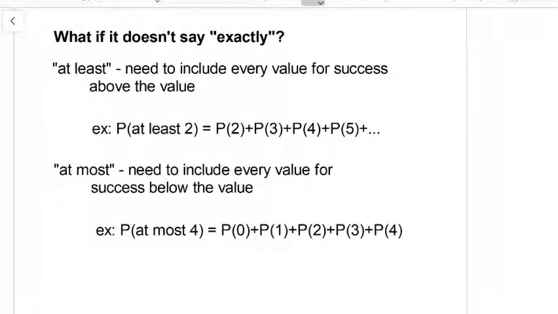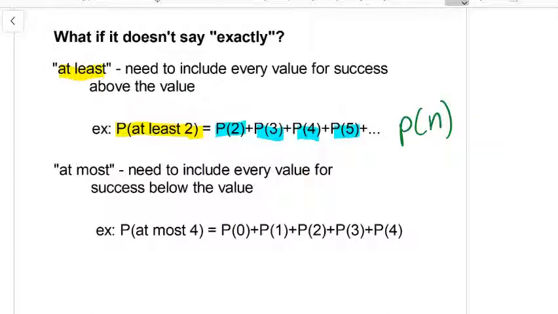So what if it doesn't say exactly? What if I wanted to know the probability that he gets at least 5 of the shots out of 8, or at most 5 of the shots out of 8? Then it changes a little bit. At least means that you need to include every value for successes above that value. If I say he makes at least 2, then I have to find the probability of 2 plus the probability of 3 plus the probability of 4 plus the probability of 5, all the way up to however many there are. In the last one, it would have been all the way up to the probability of 8.